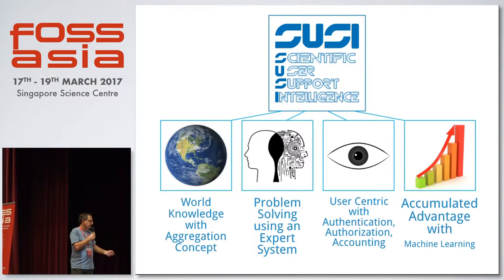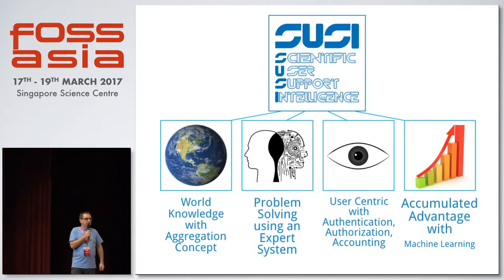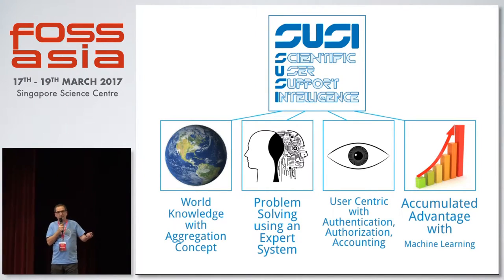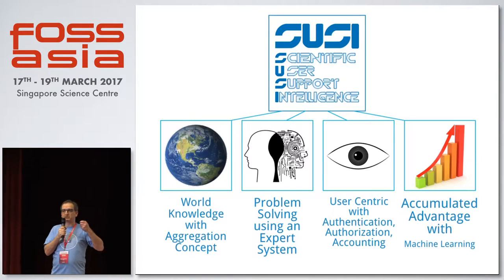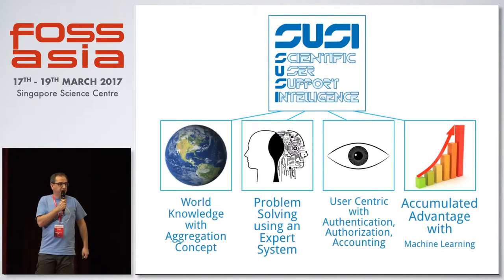What we want to do is an aggregation of world knowledge, have some methods for problem solving integrated, be user-centric so you can have accounts within the system, and machine learning for accumulated advantage. That's a technology where you can increase what you have all the time. With each cycle of more information, you get better, and then you get better with acquisition of more knowledge.